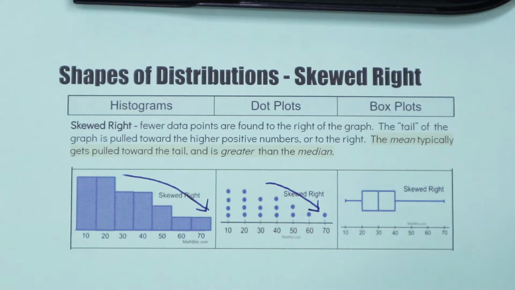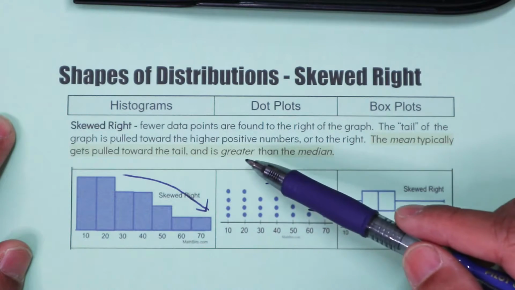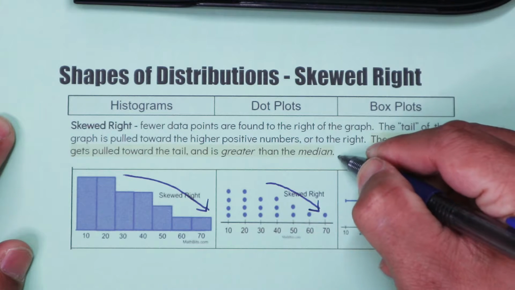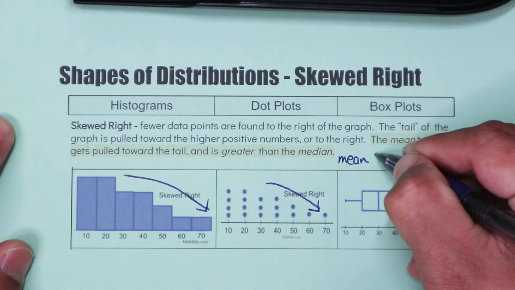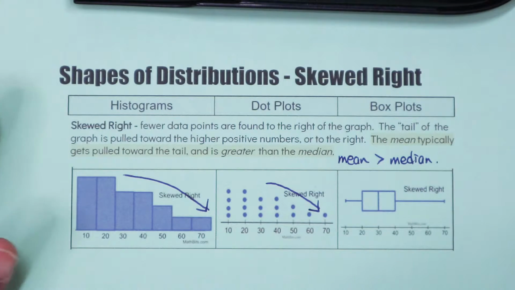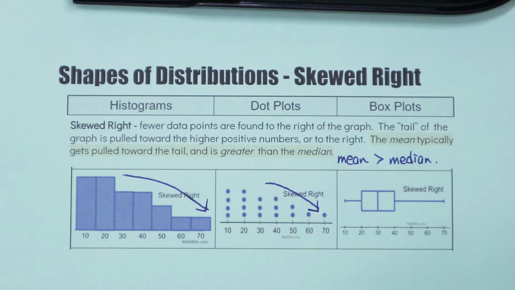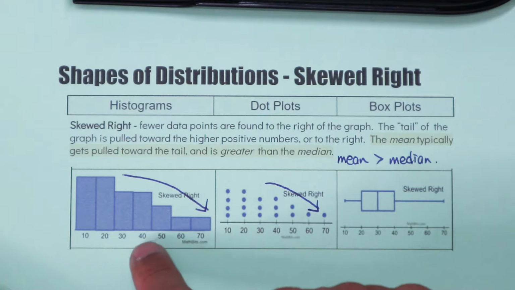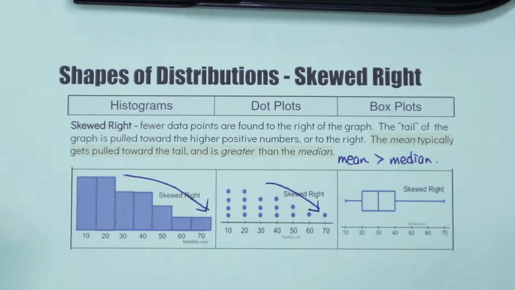And in a skew right distribution, the mean typically gets pulled toward the tail and is greater than the median. So if I were to put it as an inequality here, that means the mean is greater than the median. Okay, so here the mean and median are not the same. The mean is always greater than the median. And that means more people ended up at the lower part of the x-axis and not a lot of people ended up at the higher part of the x-axis.